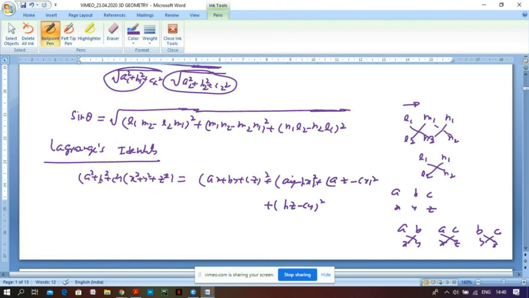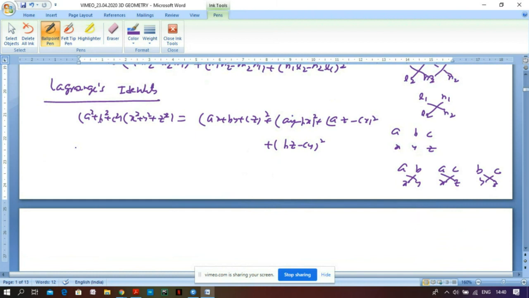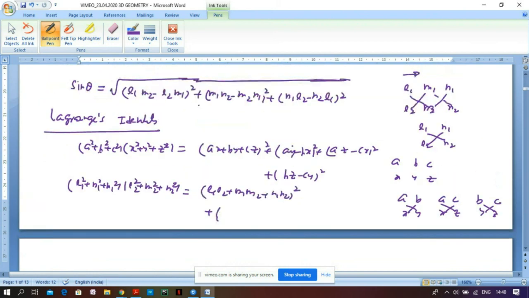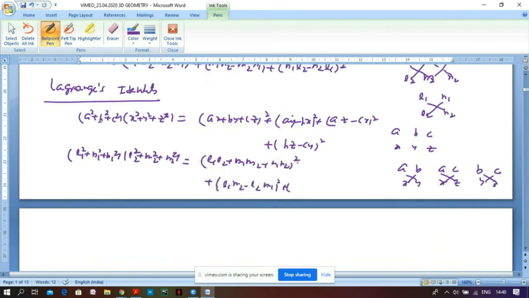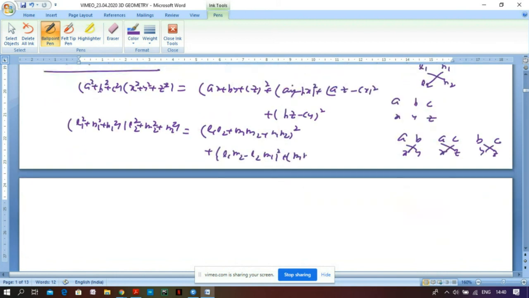You can verify this is true once you select a, b, c as L1 squared, M1 squared, N1 squared, and x, y, z as L2 squared, M2 squared, N2 squared. You will get here L1 L2 plus M1 M2 plus N1 N2 whole square. And those three numbers which we wrote just above this line, that was L1 M2 minus L2 M1 whole square plus, in a different order, M1 N2 minus M2 N1 whole square, and plus N1 L2 minus N2 L1 whole square.